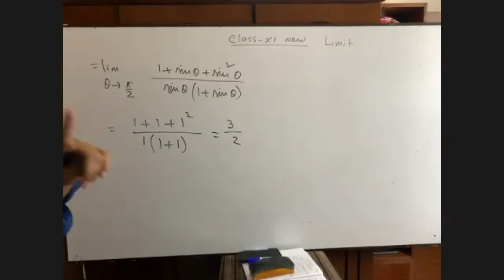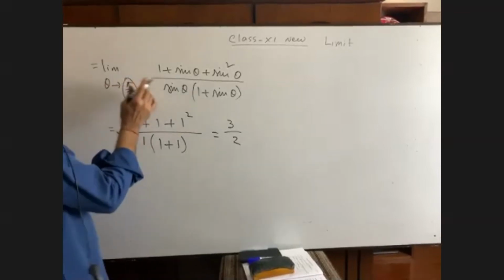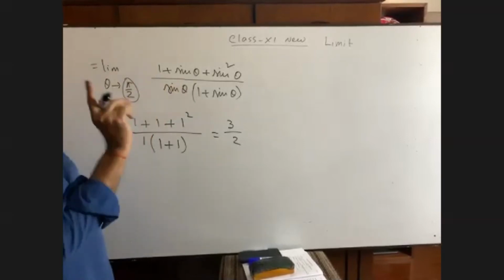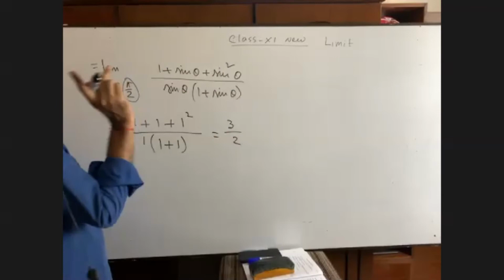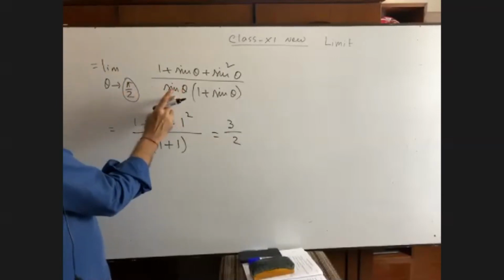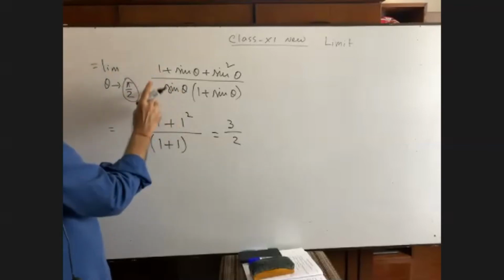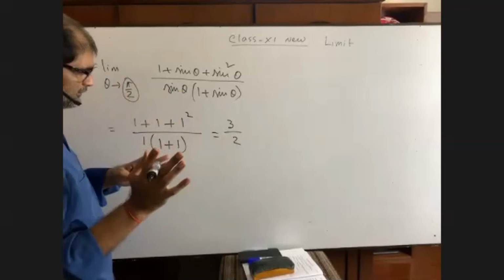Not that, exactly not that. You will see if I put pi by 2, does it exist or not? This is the question. Suppose it was cos theta. So cosine pi by 2 equals what? 0. So something by 0 is undefined. So we cannot put the value. I think you have got it.